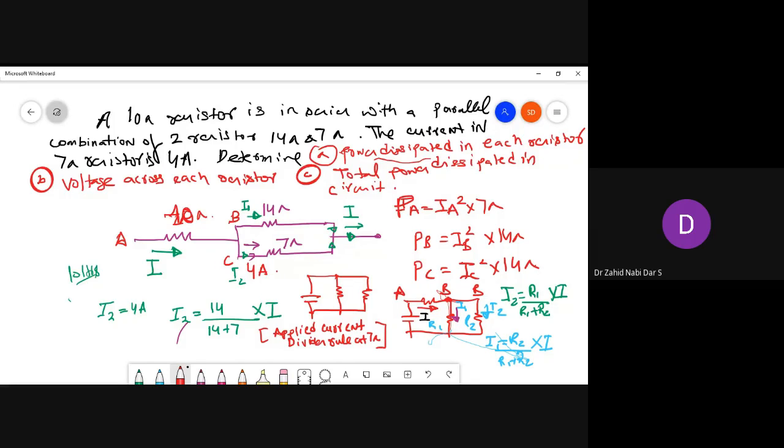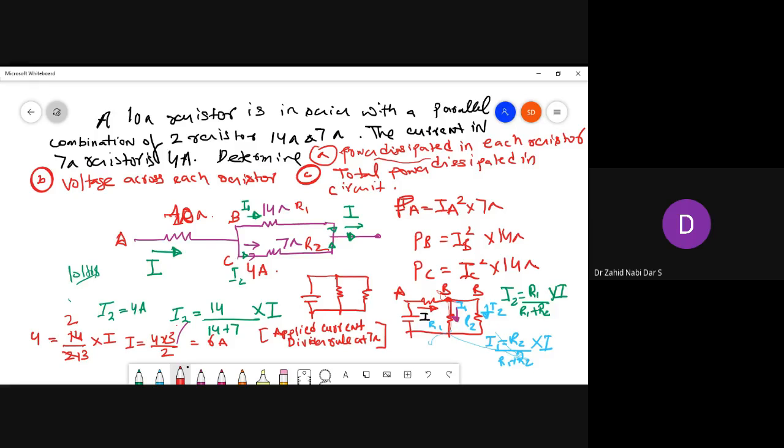According to the current divider rule, if this is R1 and this is R2, my I2 should be equal to R1, which is 14, divided by R1 plus R2, that is 14 plus 7, into my current I. I2 is given as 4. So 4 equals 14 divided by 21 into I. I can write 7 2s, 7 3s. So I would be 4 into 3, 12, 12 divided by 2, 6. So 6 amps. I can write my I is equal to 6 amps.